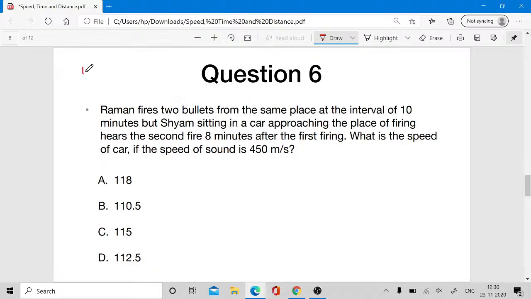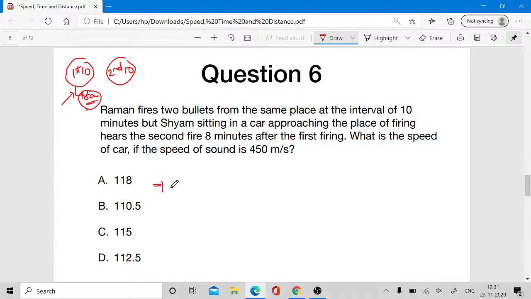So 10 minutes के interval में, first 10 minutes and this will be the second 10 minutes. तो ये हो गया, ये बुलेट पास हो गया, ठीक है? सेकेंड का बुलेट पास इसका 8 मिनट बाद. After 8 minutes of the first bullet is fired, he will hear the second fire. So what is the speed of the car?